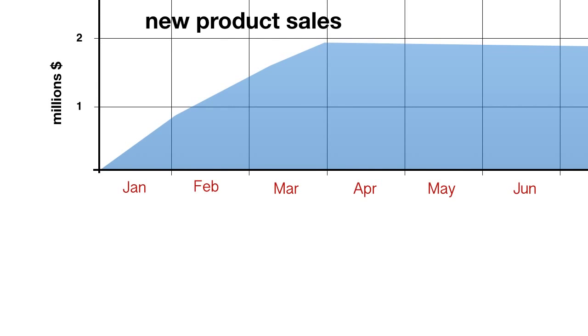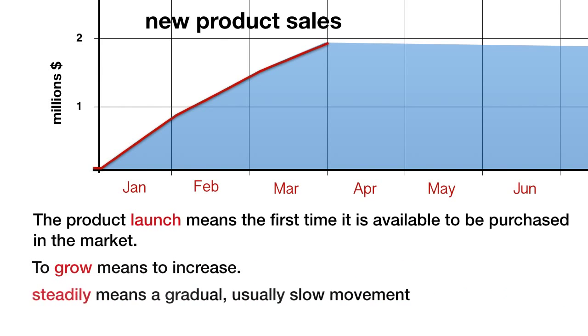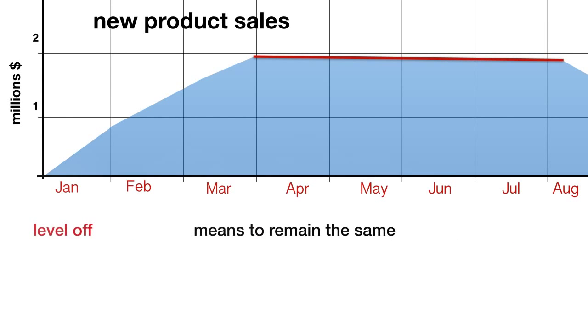So first thing is the product launch, and to launch means to make the product available to be purchased. I use the word to grow. It means to increase, so sales grew. And then I use the adverb steadily, which means gradual, usually slow movement. And we're describing this line here, which is a popular expression to level off.